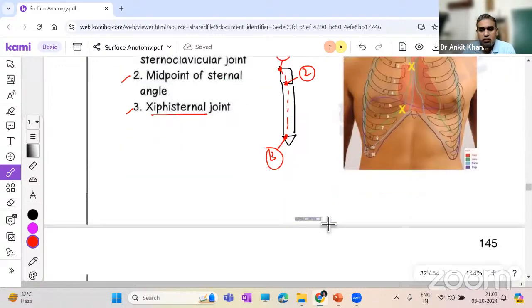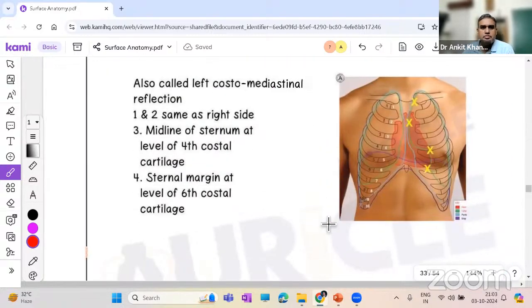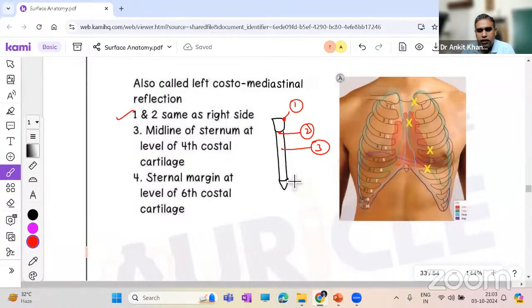There will be a difference on the left. So let us see the left also. What is the difference? Points 1 and 2 are the same as the right side. So what were 1 and 2? The sternoclavicular joint and the midpoint of the sternal angle. Third, after that, the midline of the sternum at the level of the fourth costal cartilage. So this is point number 3, around the fourth costal cartilage. Then from the sternal angle at the level of the 6th, it moves slightly laterally, outside, to the fourth point. On the right side, it was exactly in the midline. Now we can see over here also.